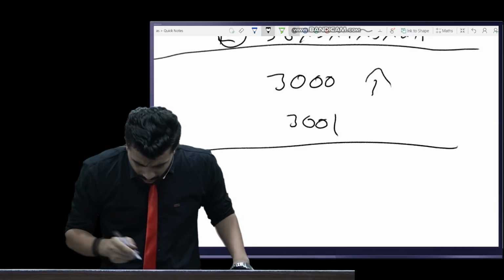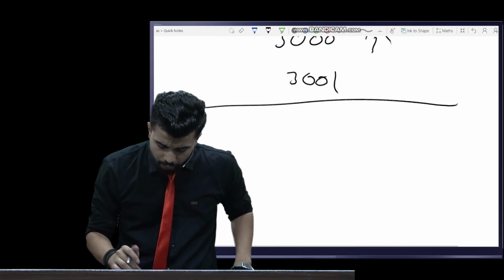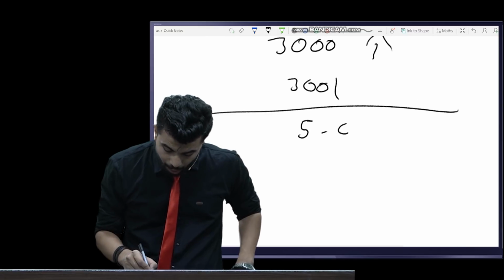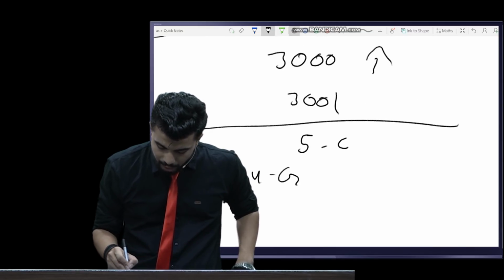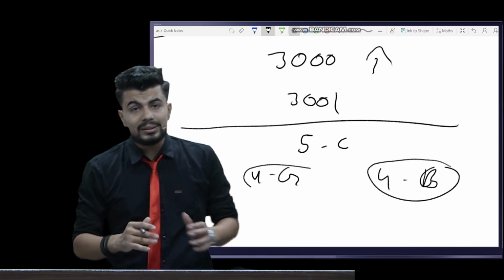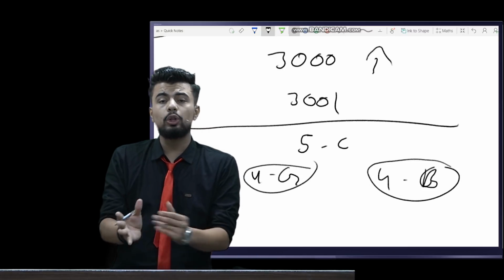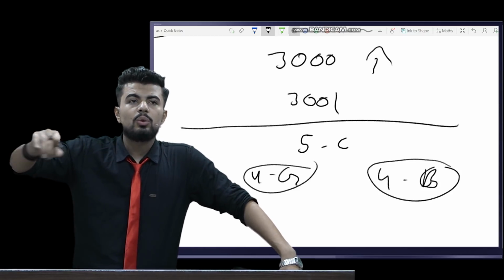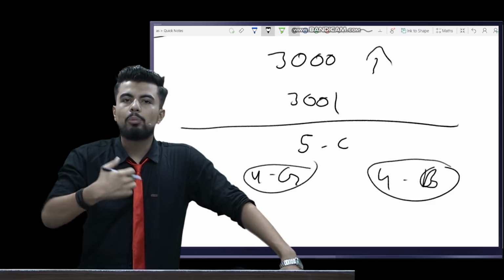What do case studies mean? If I say it very simply, you have to form a committee of 5 members out of 4 girls and 4 boys. This type of question will be asked in the exam. Only this type of question is asked, because the exam is never going to ask you purely theoretical questions or formula-based questions.